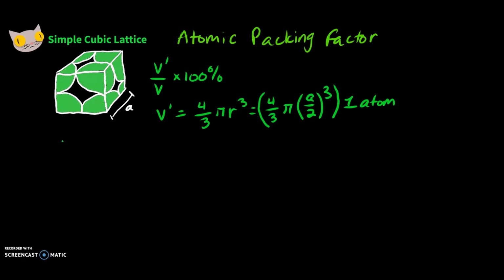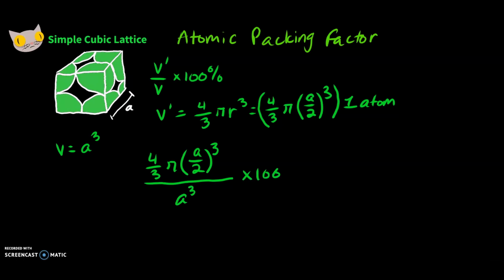So the V is just the volume of the cube, and that's going to be a cubed. So now let's put it all together. 4/3 pi times (a/2) cubed, we can omit the times 1, all over a cubed, and we'll multiply that by 100% to get the percentage.